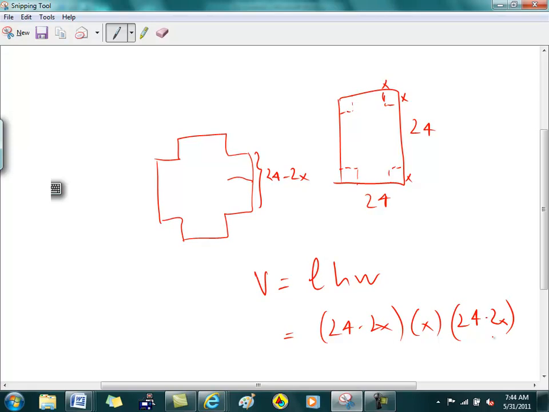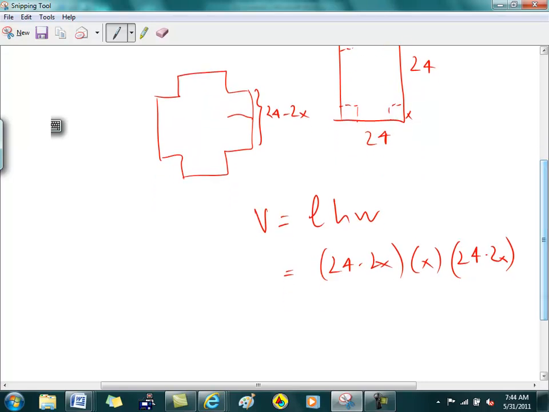Oh, wait a minute. Why do they have 12 minus x? What did they do? Oh, nice. Does anybody see the connection between what they have and what I have? Why? I mean, what do you mean by divide by 2? It's not dividing by 2, but what are you doing? Does anybody know what I'm talking about?